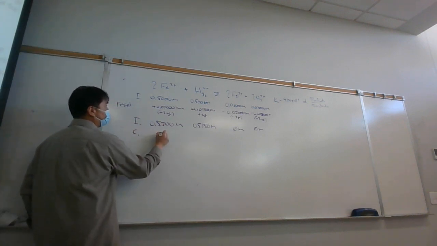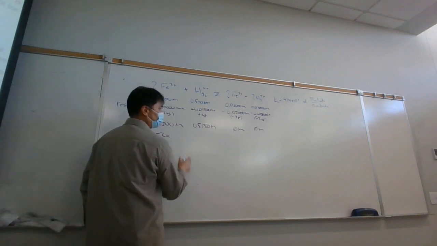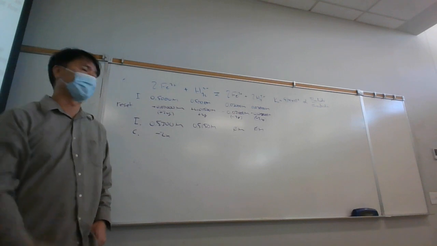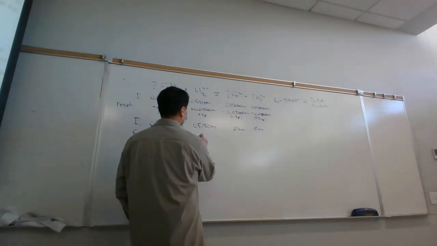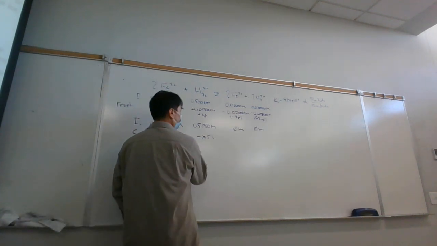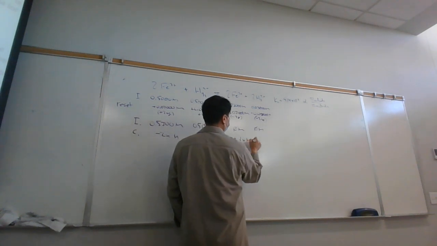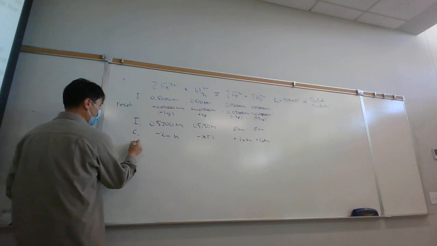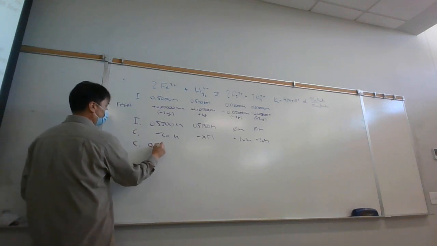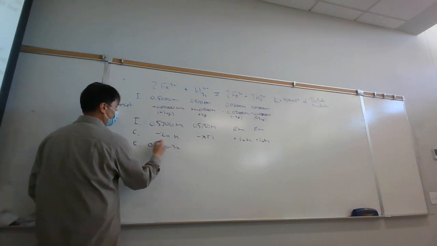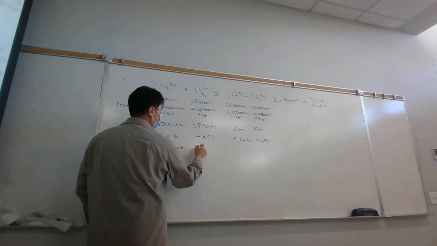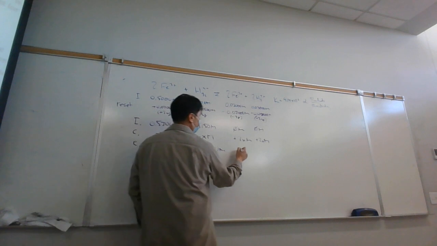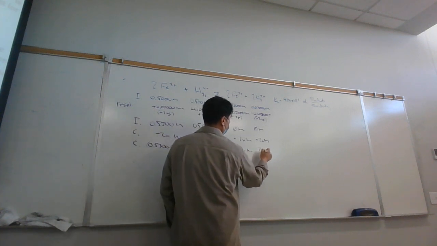So this is going to be minus 2x. I don't know how much. We're just figuring out some small population is going to make it back up the hill. And that is going to be minus 2x, minus x. This is going to be plus 2x smaller and plus 2x smaller. So once the equilibrium is established, I'll have 0.5300 minus 2x, 0.5150 minus x, 2x molar, and 2x molar.